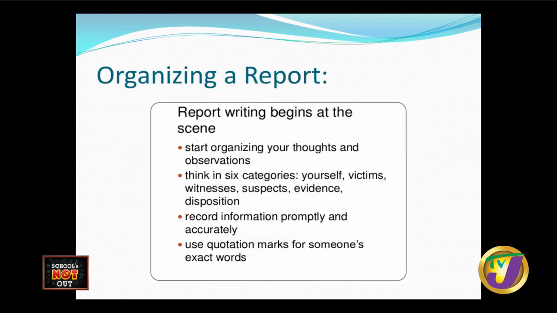So when you're organizing your report, you start from the scene, exactly the spot that the thing happened. So the first part of your report is mental. You start to organize your thoughts and observations. You think in 6 categories. So you think about yourself, who is the writer of the report, the victims, the witnesses, suspects, evidence, disposition.